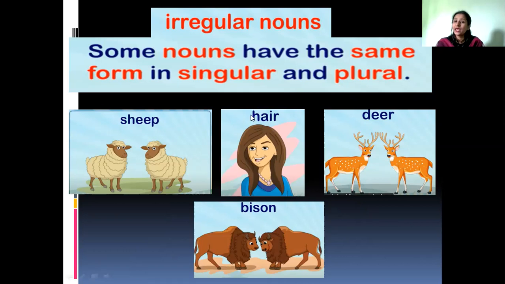Sheep, sheep, hair, hair, deer, deer. We should not say deers, okay? Deer, deer.